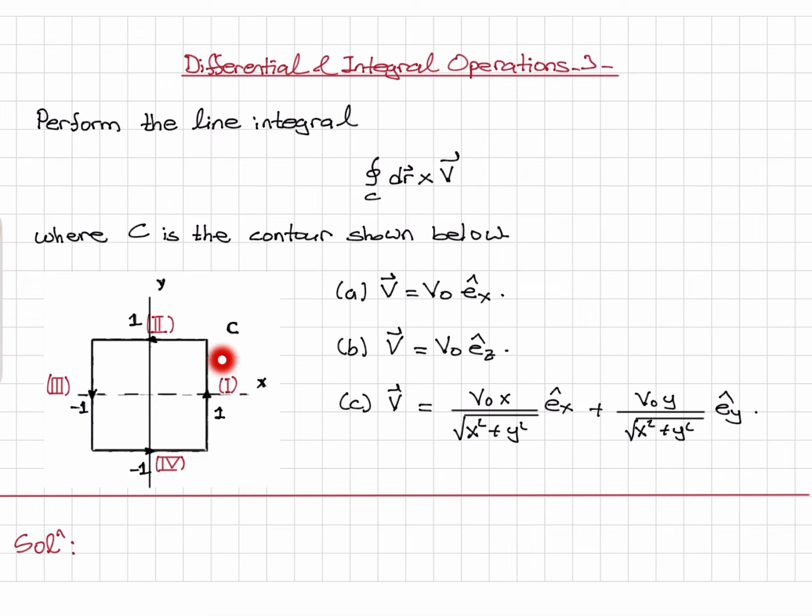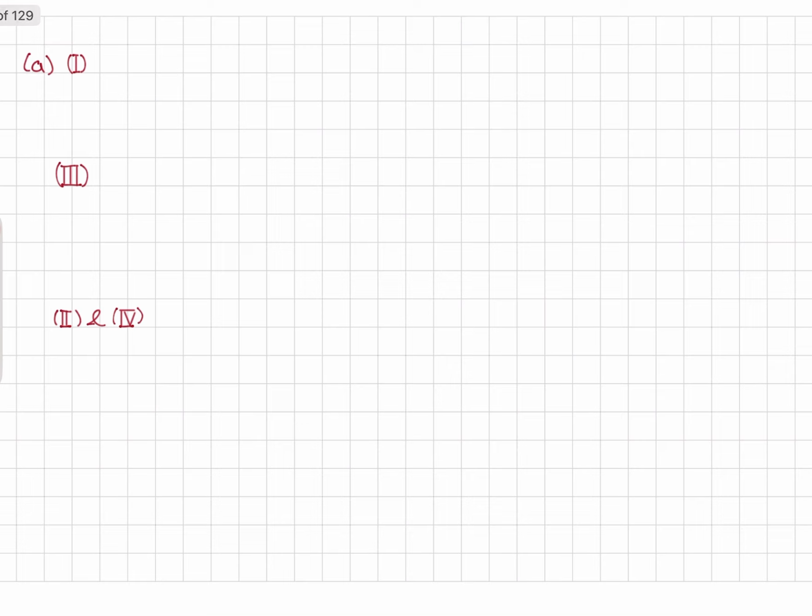As you can see, we're moving on the y-axis from -1 to +1, so it's going to be dy ey hat. So on segment 1, our displacement vector dr1 is dy ey hat, and y is changing from -1 to +1.